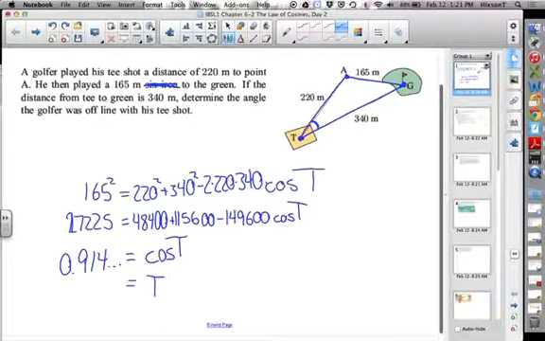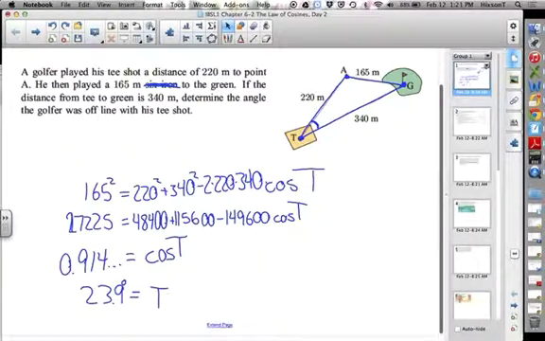Alright, so then what does angle T equal? The answer is 23.9 degrees. That's off a bit. So he was off a little bit.